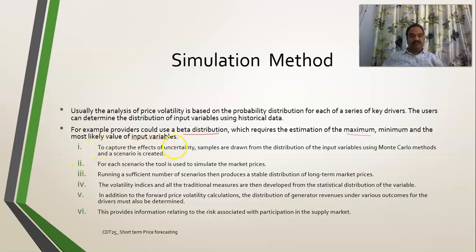So to capture the effects of uncertainty, samples are drawn from the distribution of input variables using Monte Carlo methods, and a scenario is created. And for each scenario, a particular tool is being used for simulation of market prices and running different number of scenarios which we have already discussed. It produces now a stable distribution of long-term market prices. And based upon that, the volatility indices and traditional measures are then developed in order to get a statistical distribution. So after having these forward curves and understanding this price volatility, then we can think about the risk associated with the participation in the supply markets.